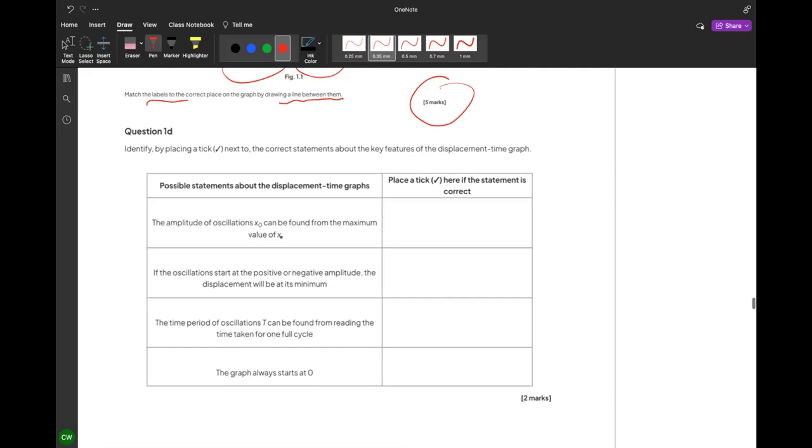The amplitude of oscillation can be found from the maximum S. Is it correct? Correct or wrong? Amplitude is the maximum displacement. This one is correct. Second one, correct or wrong? If it starts from positive or negative amplitude, then the displacement will be at its minimum. Is it correct? Right or wrong here?